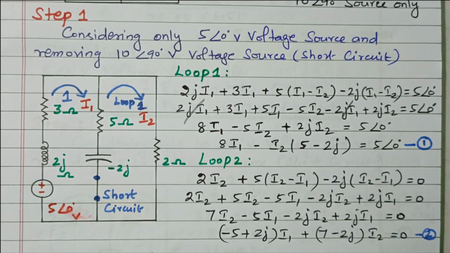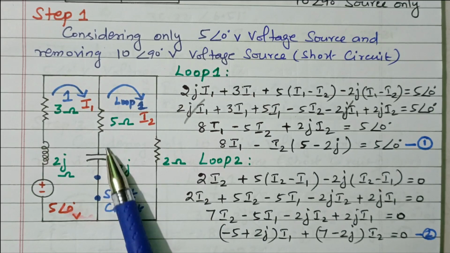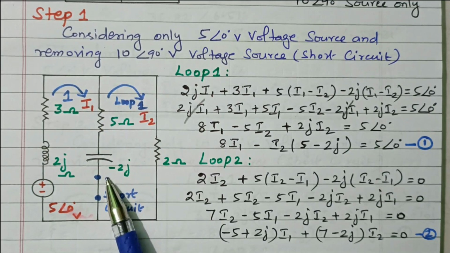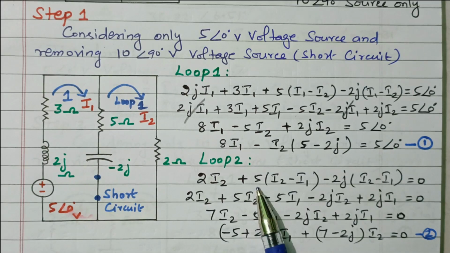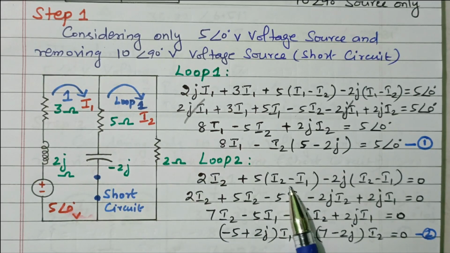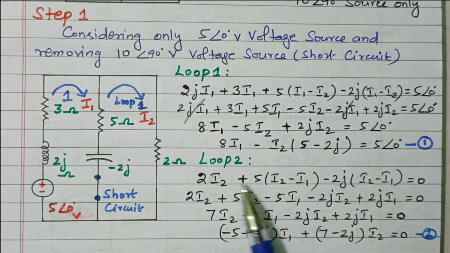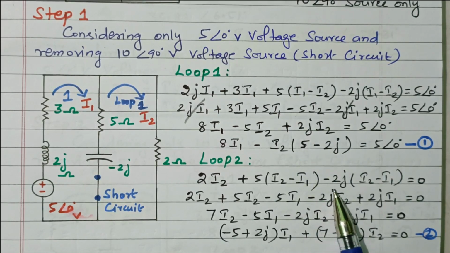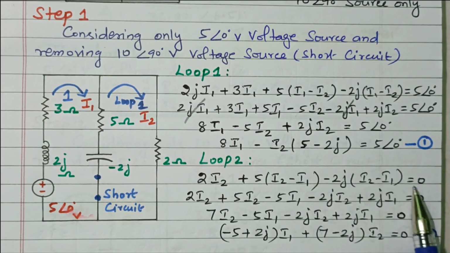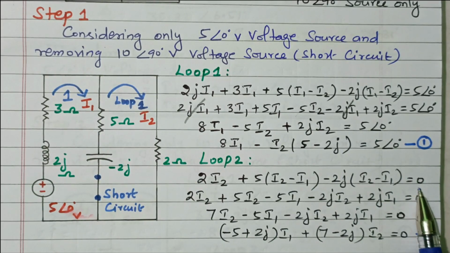Now we will apply Kirchhoff's voltage law to the second loop. In the second loop again this 5 ohm and this capacitor have two currents flowing. In this 2 ohm only I2 is flowing. So 2 into I2 plus 5 into (I2 minus I1). Here we are taking I2 as the reference, so that I2 minus I1. In the previous loop I1 is the reference, so I1 minus I2. Minus 2j into (I2 minus I1) equal to 0. There is no voltage source in the second loop, so that is equal to 0.